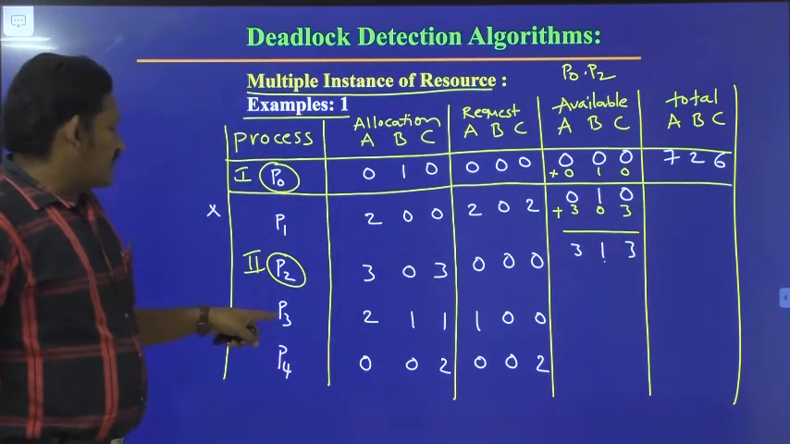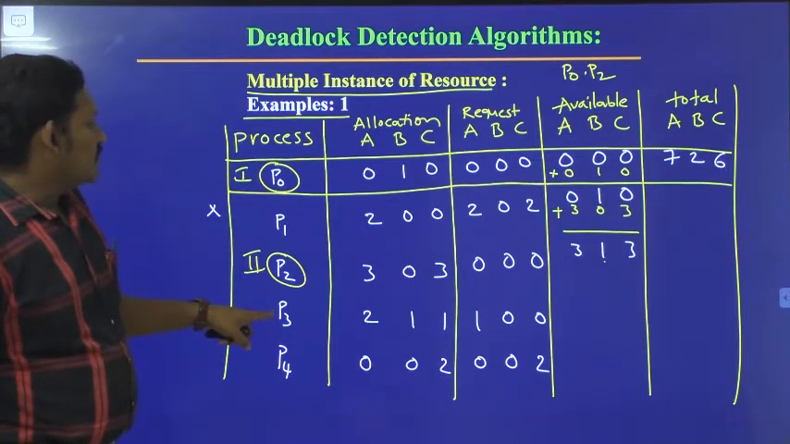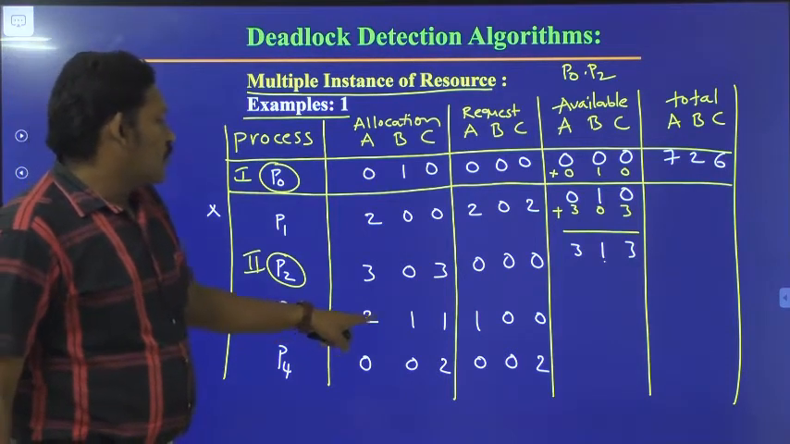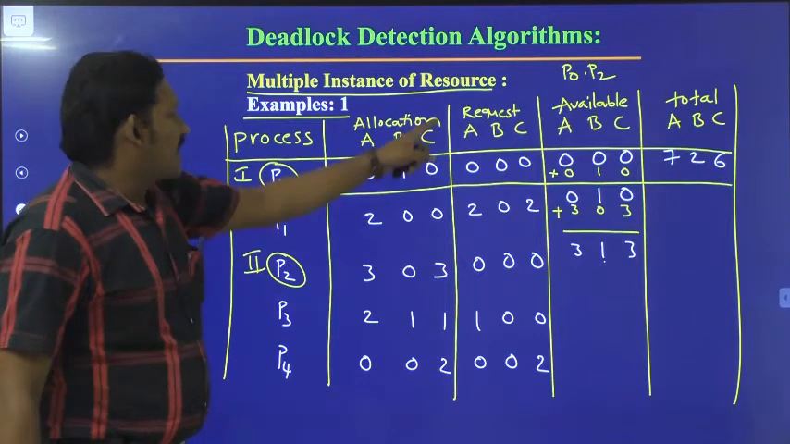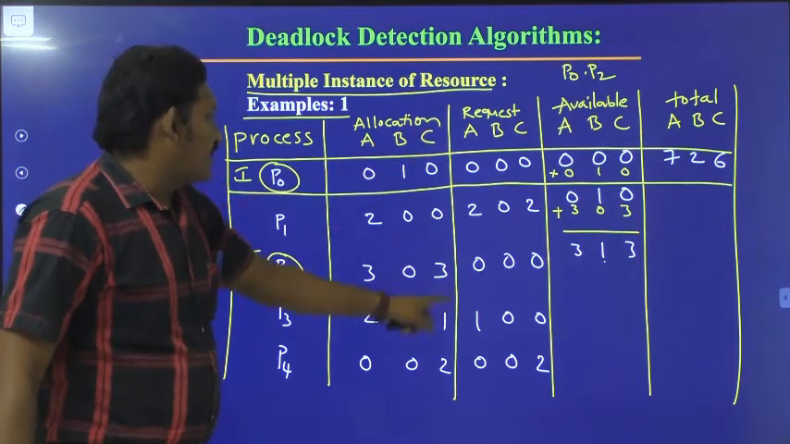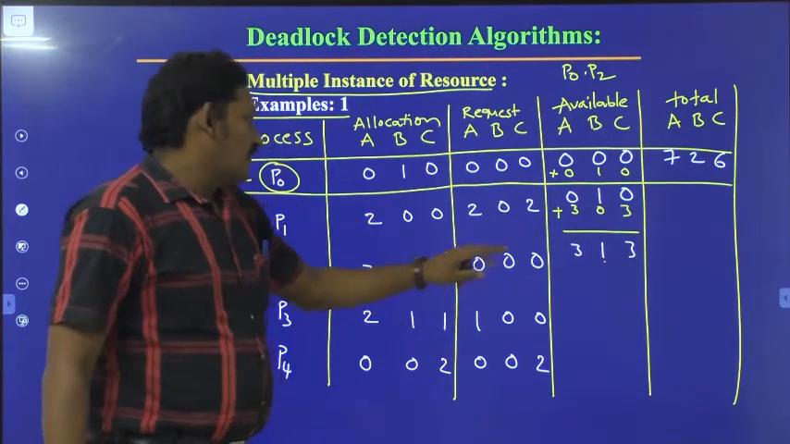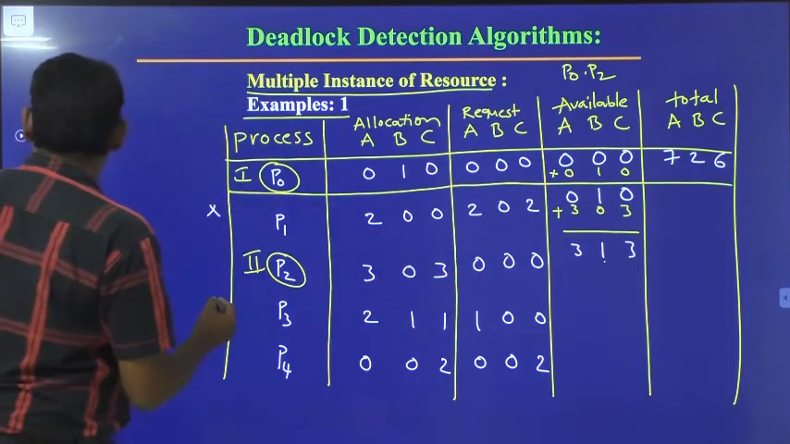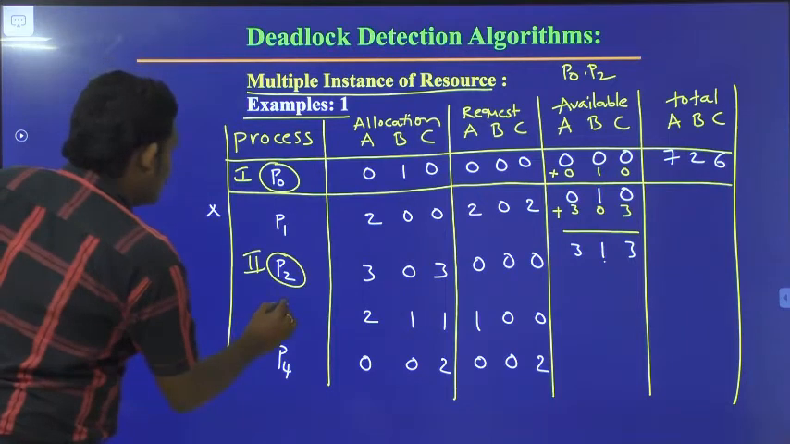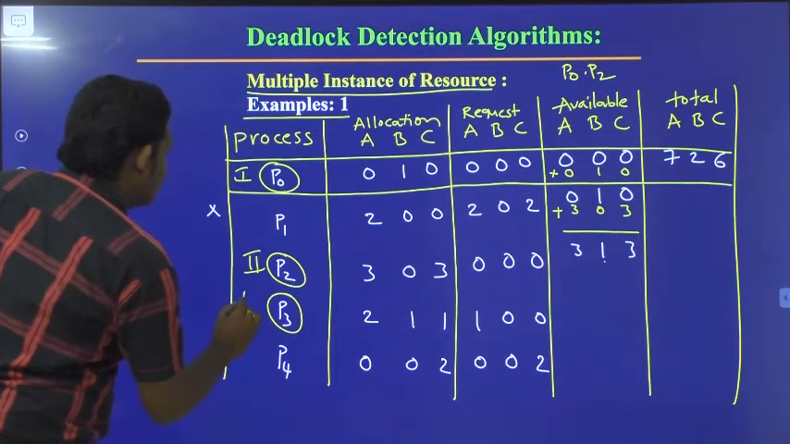Now we will go to process P3. The allocated resources are 2, 1, 1. The requested resources are 1, 0, 0. Available is 3, 1, 3. So we can execute P3. P3 can be executed third.